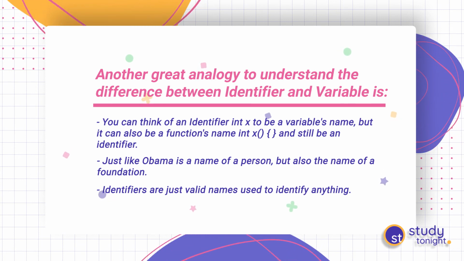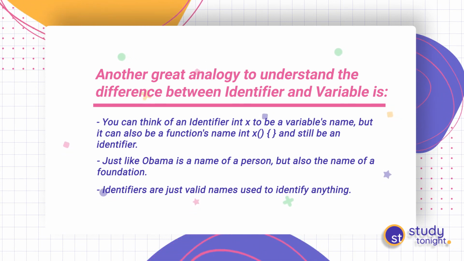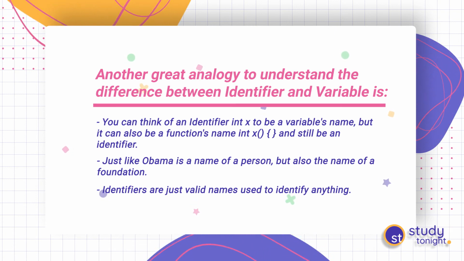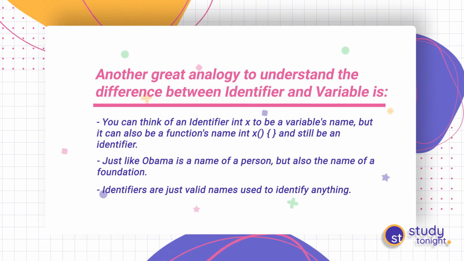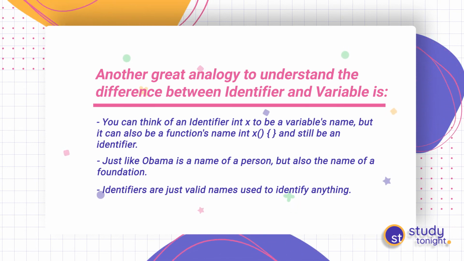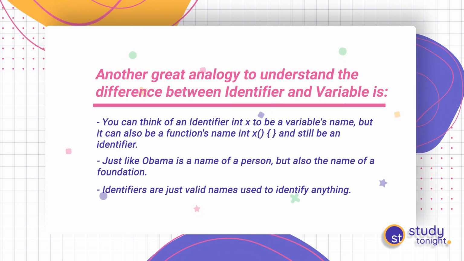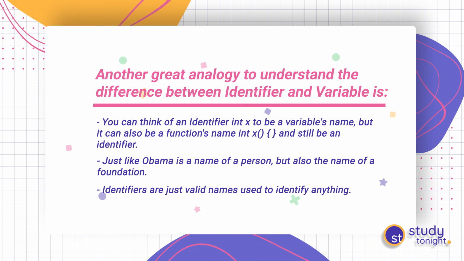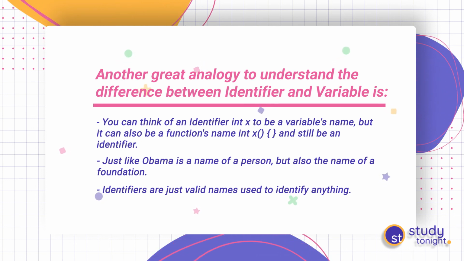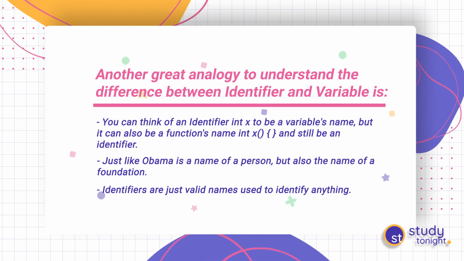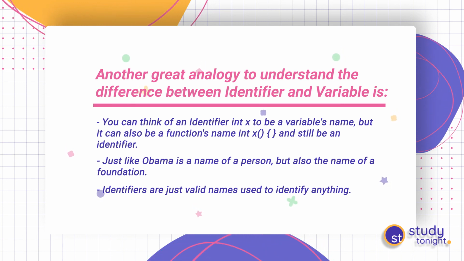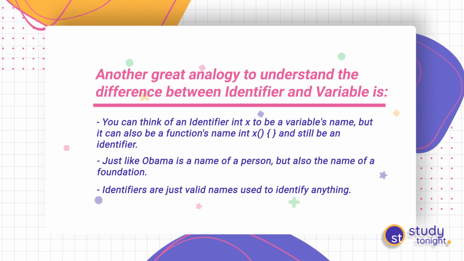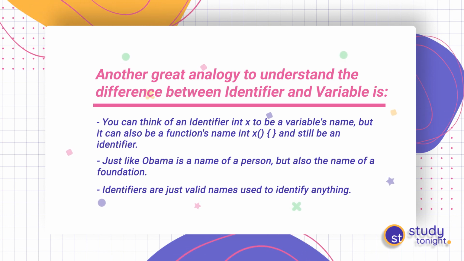Now, another great analogy to understand the difference between identifier and variable: you can think of an identifier int x to be a variable name, but it can also be a function's name, right? When we are using any function, we will always use the braces. So you can understand that if it is not with the braces, then it is a variable, and if it is with the braces, then it is a function. Both are still identifiers, a variable or a function. Just like Obama is the name of a person, but also the name of a foundation. So these two are identifiers.